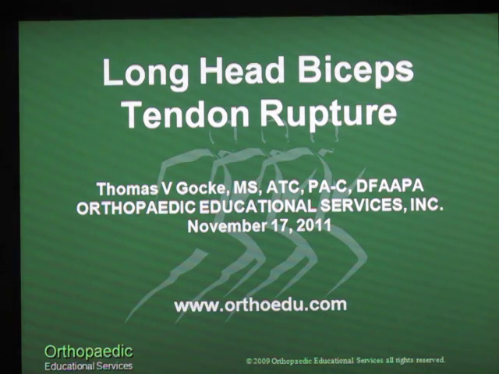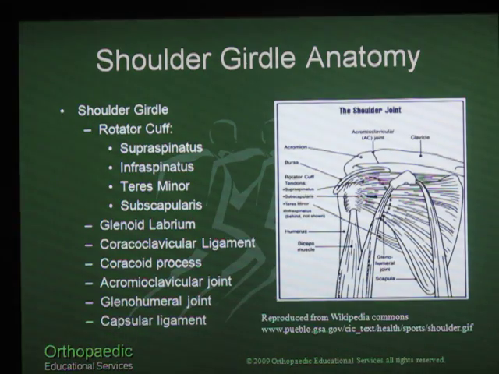I wanted to review with you long-headed biceps tendon rupture. Quickly to review the anatomy of the shoulder girdle, the rotator cuff tendon structure is made up of the supraspinatus, the infraspinatus, the teres minor, and the subscapularis.